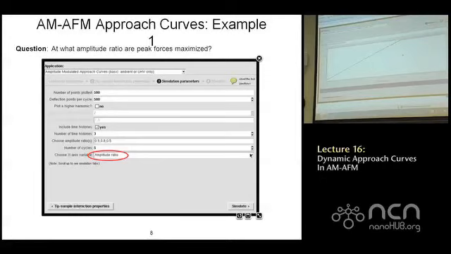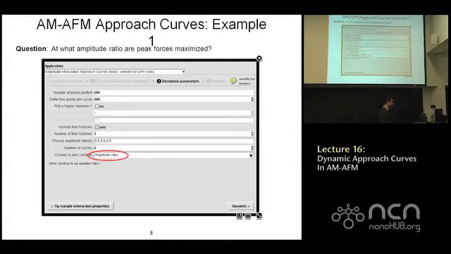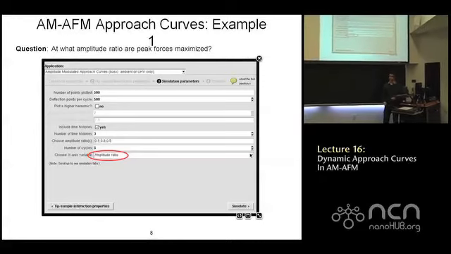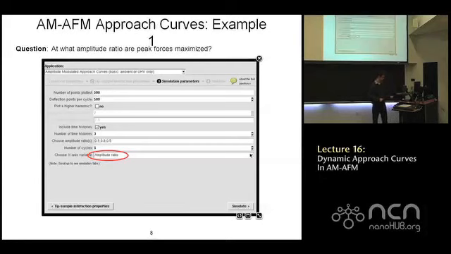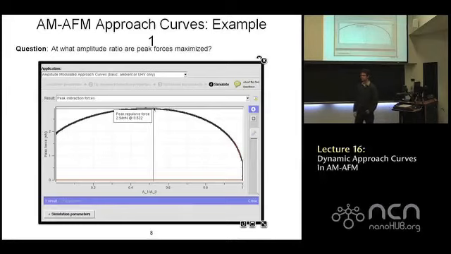But another way to do this in the simulation is to go back to the simulation parameters. There's an option here to choose the x-axis variable, and if you select amplitude ratio, then you can redo the simulation, and it's going to plot peak force versus the amplitude ratio, and then we can directly see it in that curve. It's a nice thing to do if you're comparing what will happen at different regions of the sample or different simulations, to plot those things versus amplitude ratio.